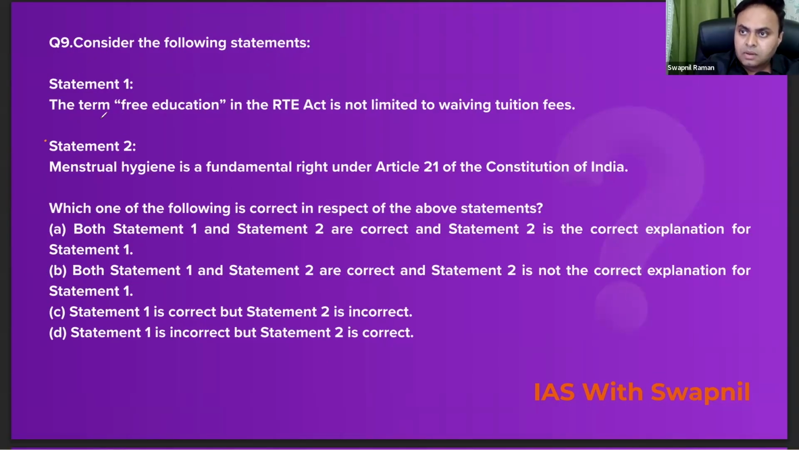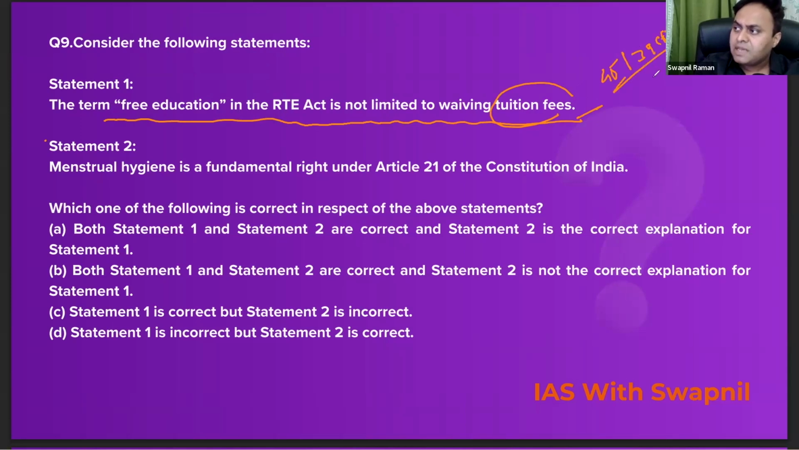Statement number 1. The term free education in the Right to Education Act is not limited to waiving the tuition fees. Absolutely correct. See, right to education is inclusive in nature, right? And do remember that Article 45 and Article 39F of the DPSP talk about the state funded education, although DPSP is not enforceable in the court of law.